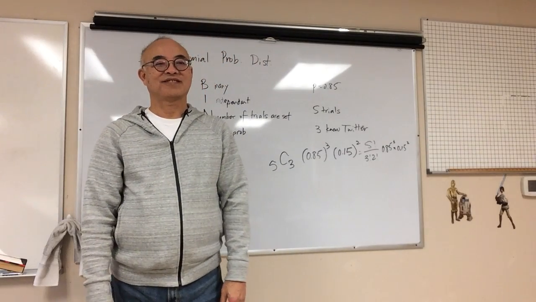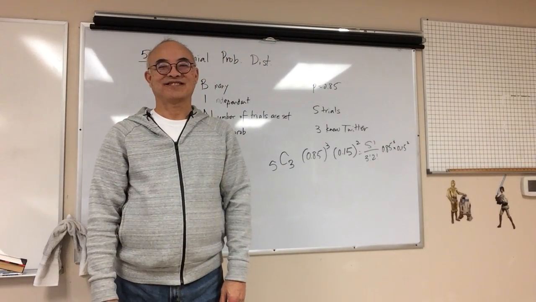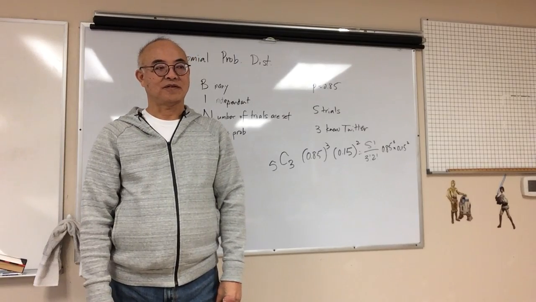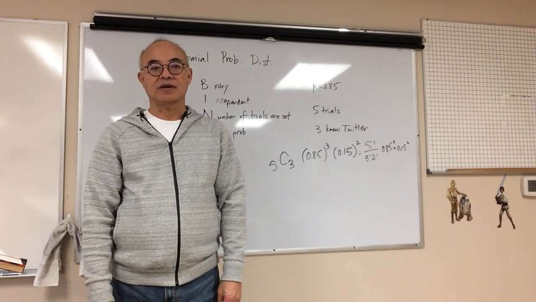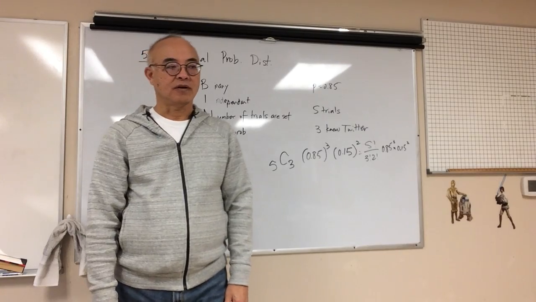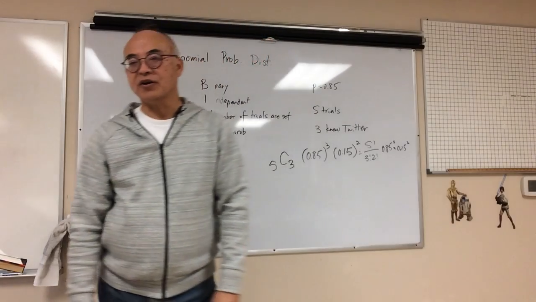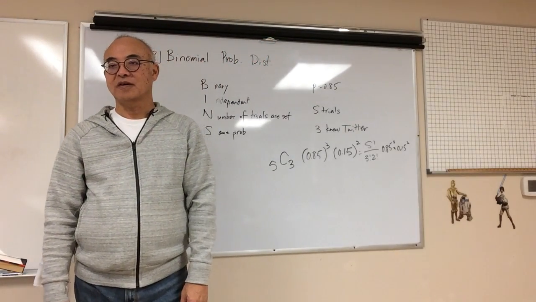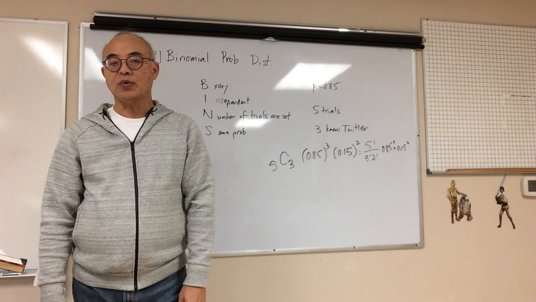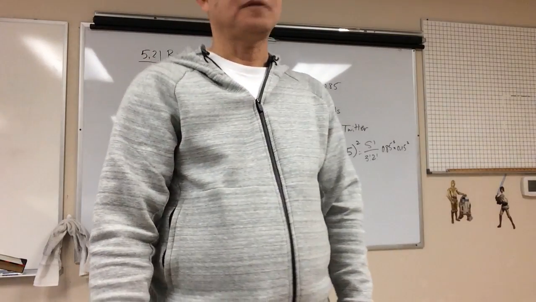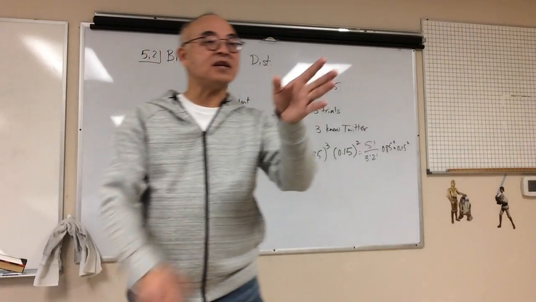Trials is 5, P is 0.85, X value is 3. Everybody get the same value? 0.138. Everybody got it? We good? So that is the PDF.